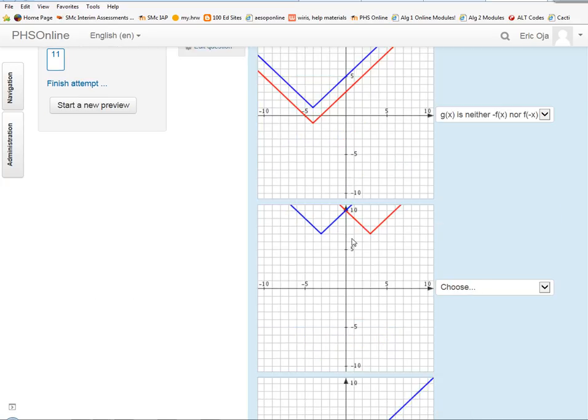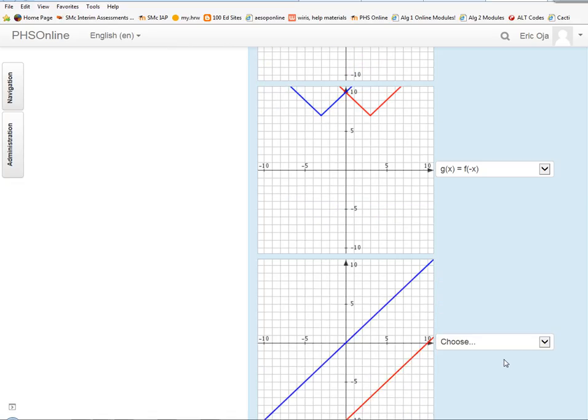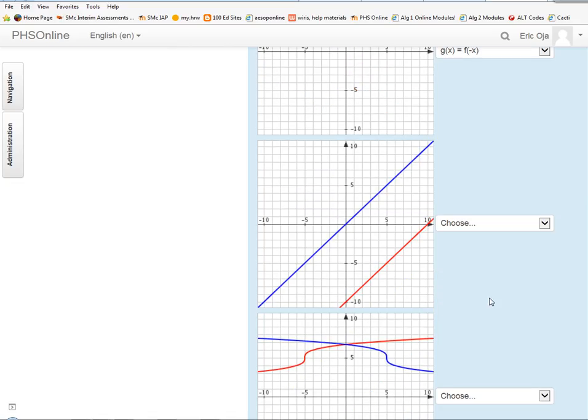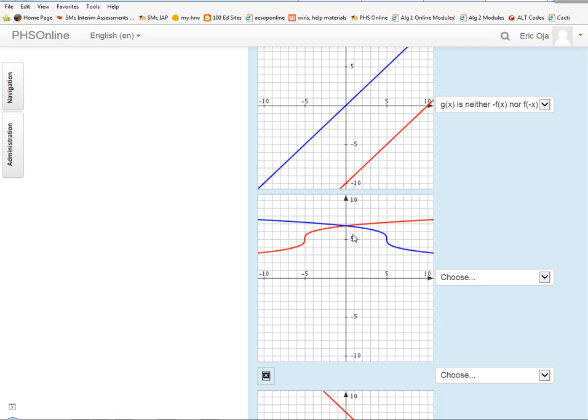Okay, what about this one here? Is that a reflection? The blue and the red are reflections over what axis? The y-axis. So then that's got to be that answer, doesn't it? Right? I'm multiplying x by -1, or substituting negative x for x. Okay, what about this one right here? Neither. That's not a reflection over either axis, right? How about this one? Looks like it's over the y-axis, doesn't it? Right? So which one? Bottom one.